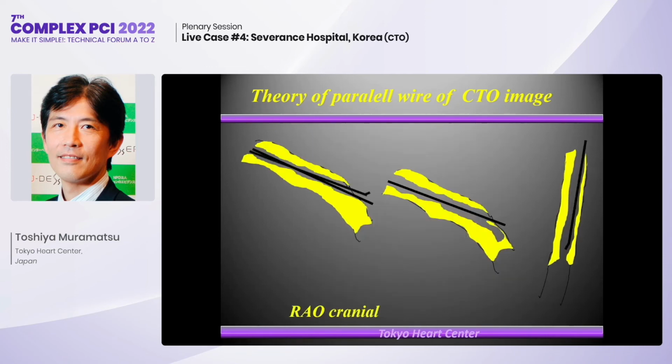This is the schema of the parallel wire technique in aerial view. And the second wire also deviates to the upper side to the distal true lumen. And so we manipulate it, go down to the distal true lumen, and finally get directly into the distal true lumen, and also change back to the aerial view. The second wire directly negotiated into the distal true lumen.